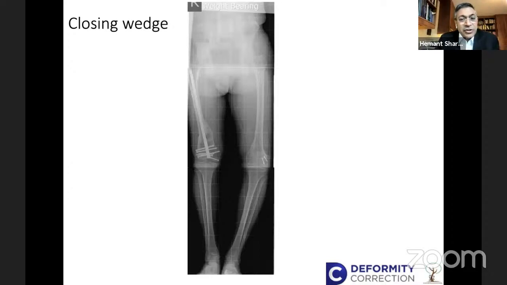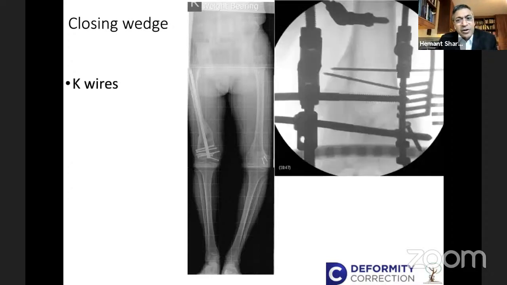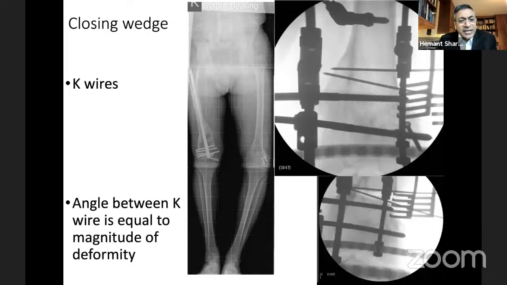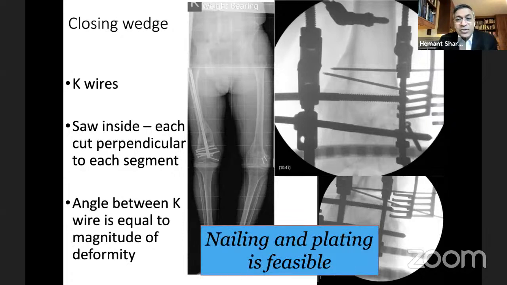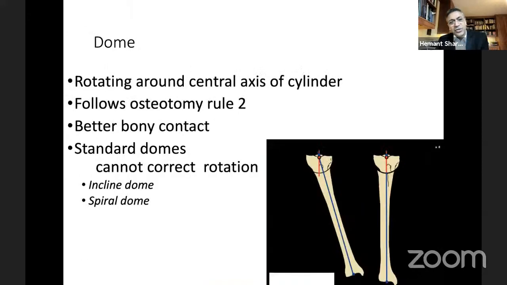Then closing wedge osteotomy, you all know it, but I'm going to just say a small trick which I'm sure you all know and do. You put K wires, and each K wire is perpendicular to its own segment, and the total angulation between the K wires is the magnitude of the deformity. You put the saw inside the K wire, correct it, and take the wedge out. Both implants are feasible unless it's at the level where you have to translate it, which is not normally the case in these situations.